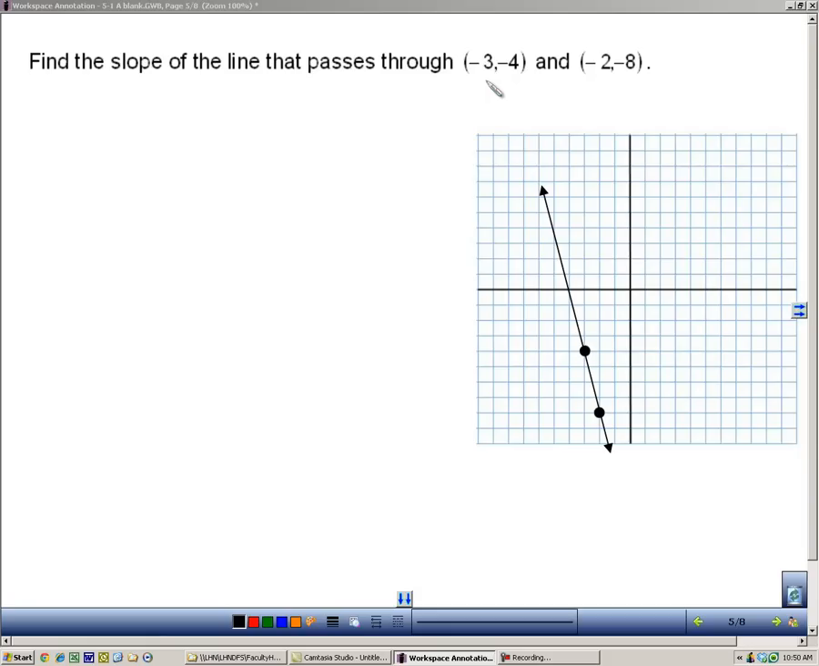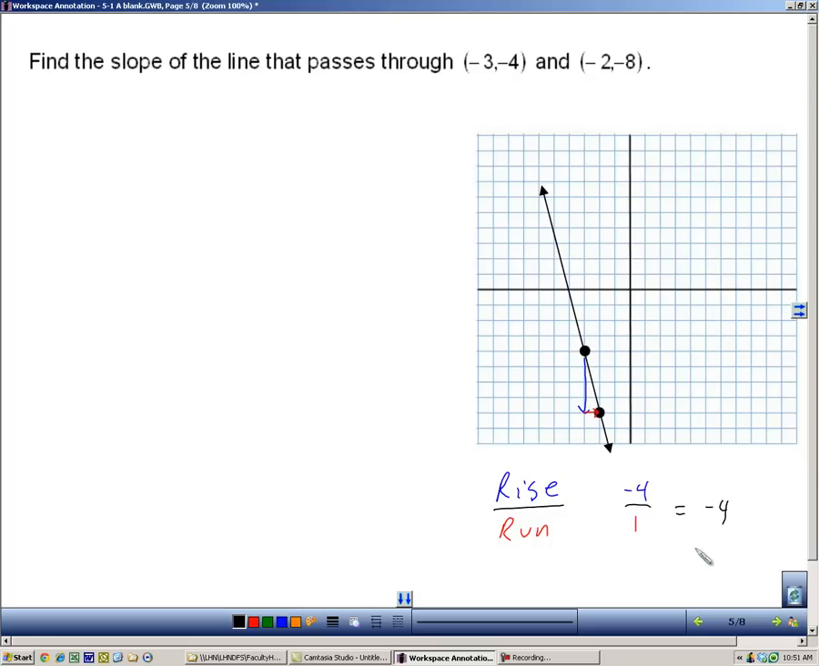Here's our next example of finding slope. Because I have a picture, I'm going to do the rise and the run first. My rise to go from this point on the left here to this one on the right will be a downward movement of 4. So we say that that's a negative 4 rise, and a right movement of a positive 1, so negative 4 over 1. So that's going to give me a slope of negative 4.